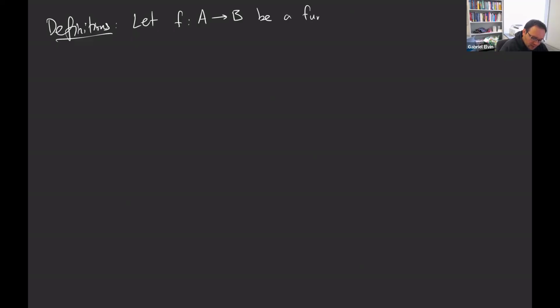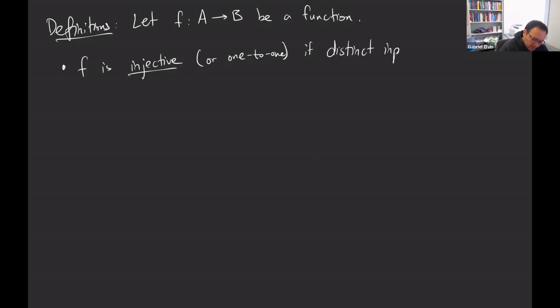F is injective, or some people say 1-to-1, if, informally, or maybe in plain English, if distinct inputs always lead to distinct outputs.